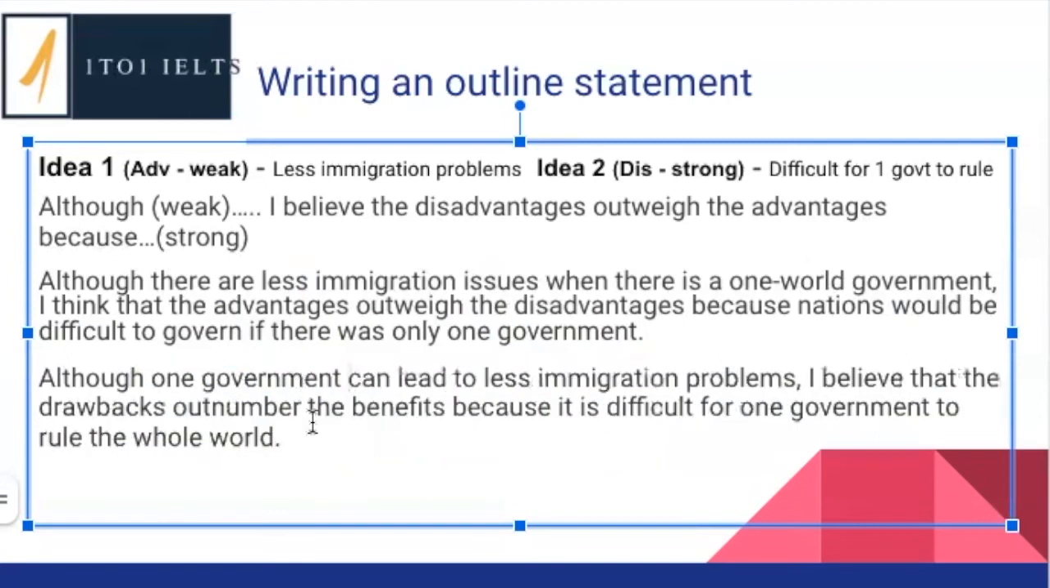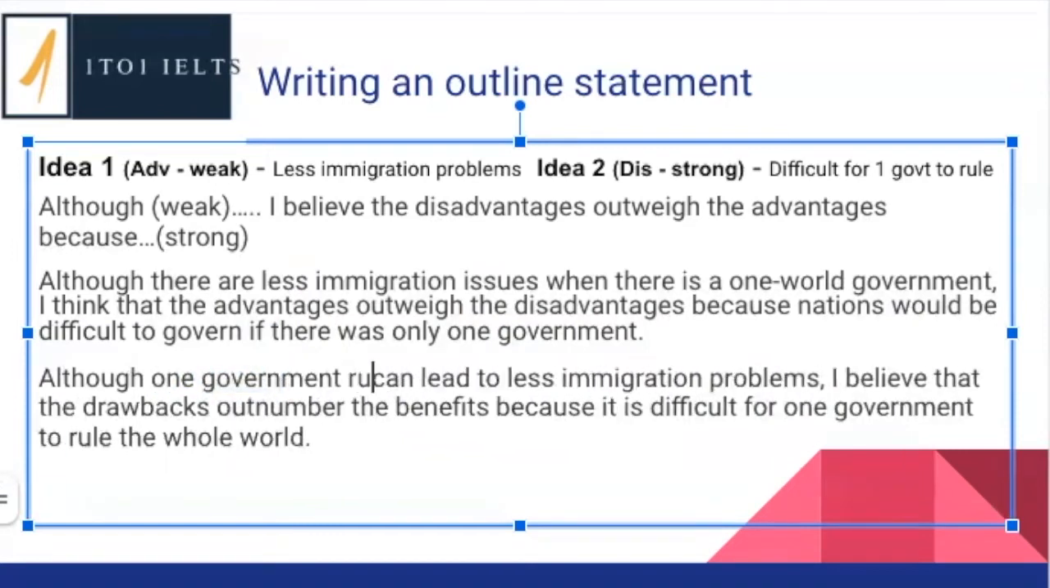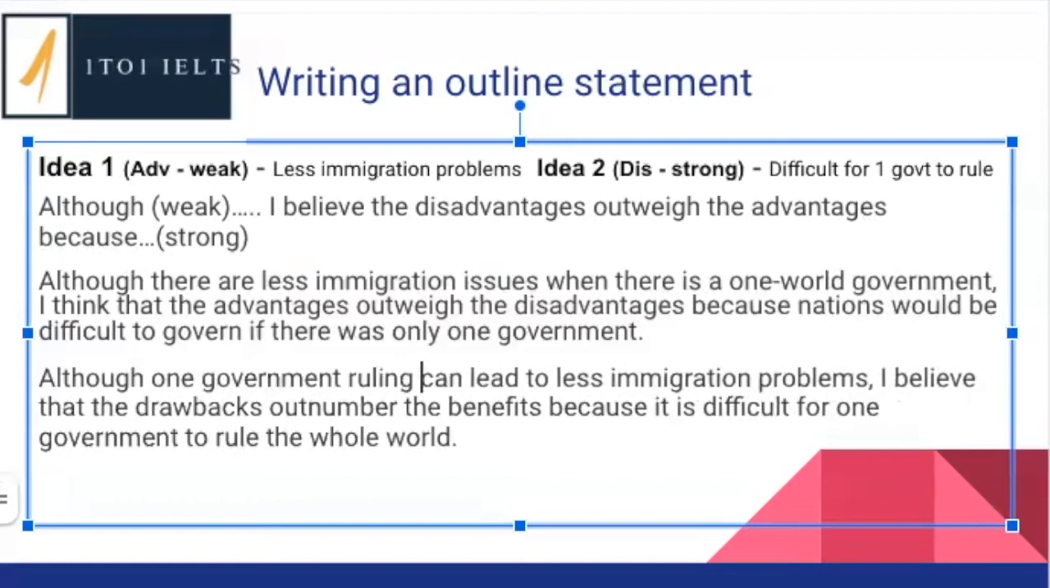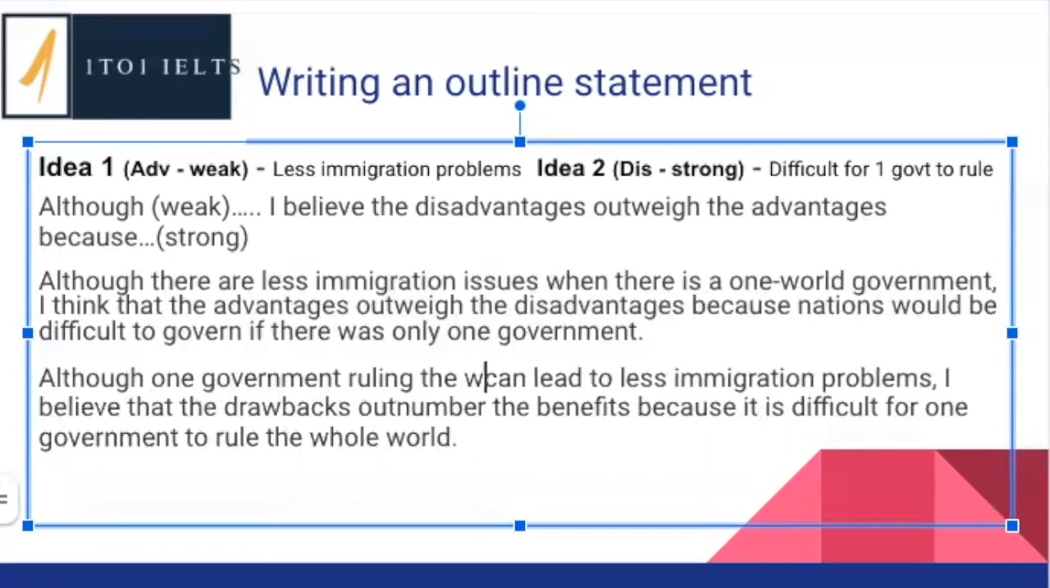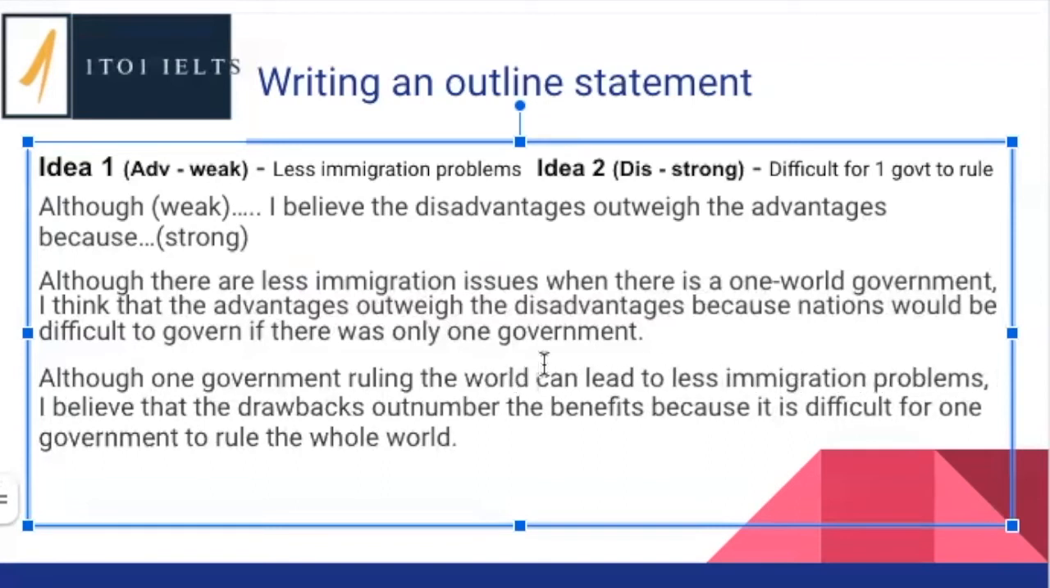So although one government, then we have our verb. So subject, verb, or ruling. One government ruling the world can lead to less immigration problems. Okay, so even if you've got a gerundial phrase, so I realize this is actually a noun phrase, but the same concepts arise. You want the subject, the verb, which has been turned into a gerund, and the object. So it is a noun phrase, but it is still following this English structure of subject, verb, object. And then this becomes another subject, verb, object. So we've got subject, verb, object within subject, verb, object.